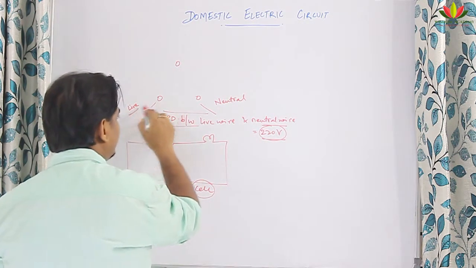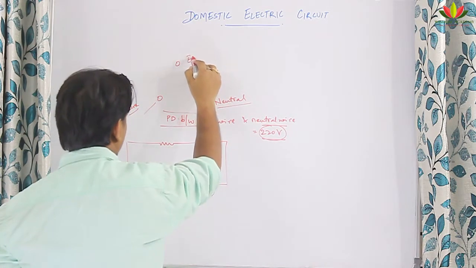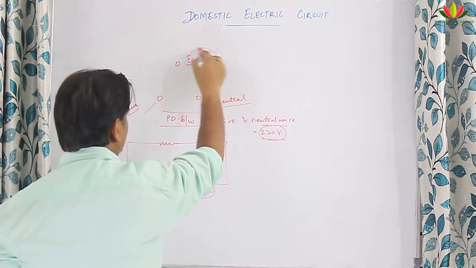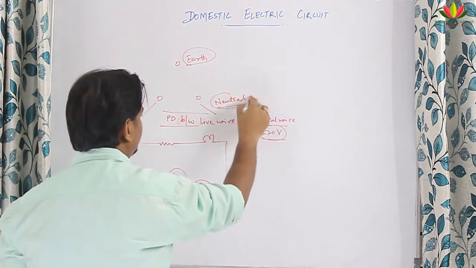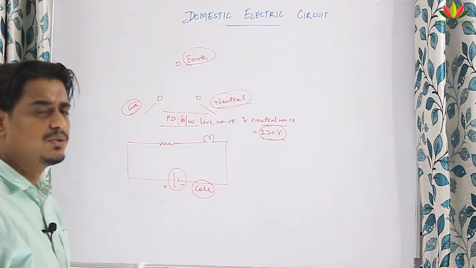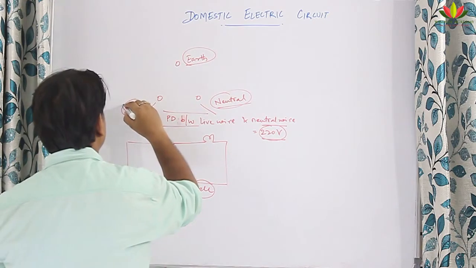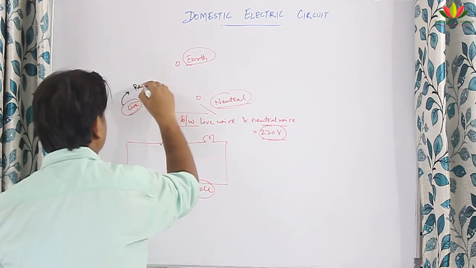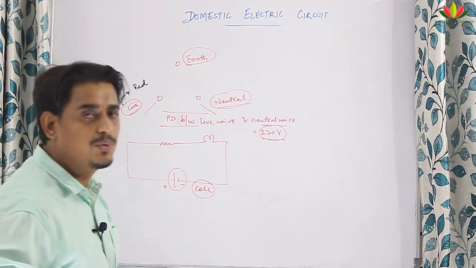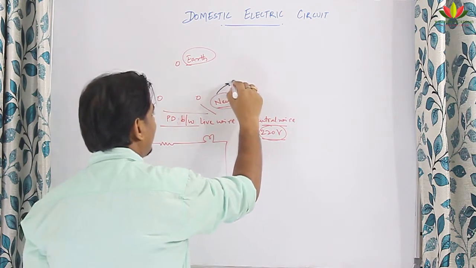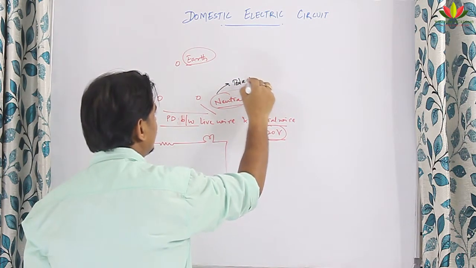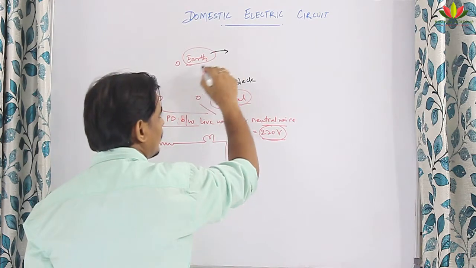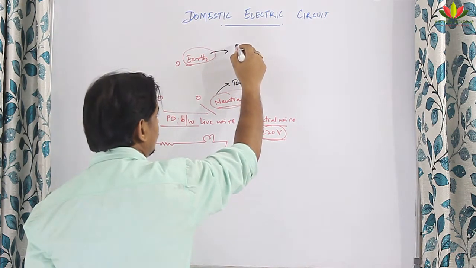So there is a live wire, there is neutral wire, and a third one is earth wire. So earth, live and neutral. What is the color of this? Live wire is generally in red color. Neutral wire is in black color and earth wire is in green color.